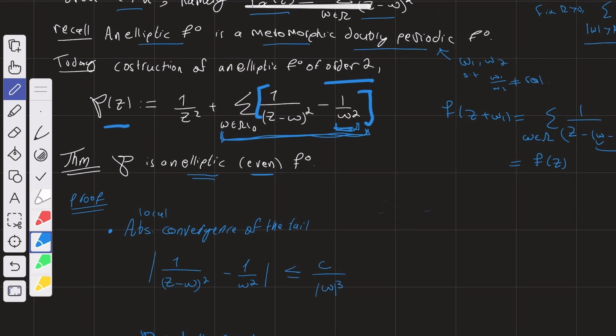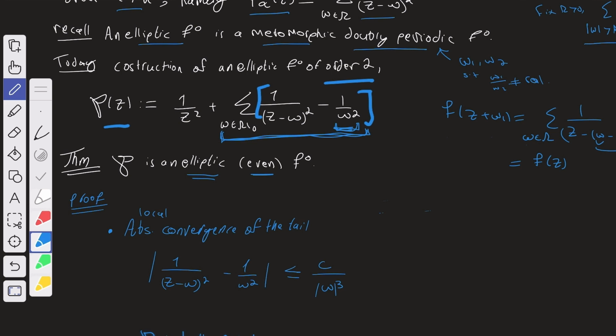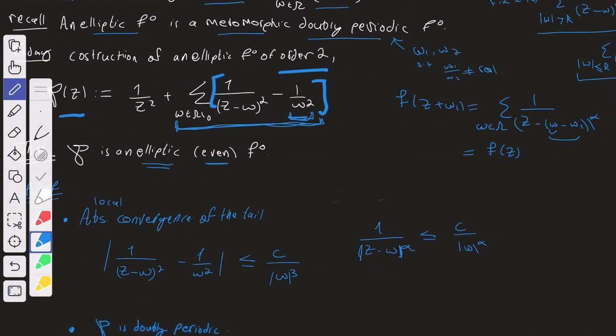So the first step in the proof is to prove the absolute convergence of the tail. This will be easy because, I remind you, last time we managed to prove that |z - omega|^alpha is bounded by some constant C over |omega|^alpha. And this we proved for every alpha. So particularly, if we take alpha equals 2, we have this inequality.